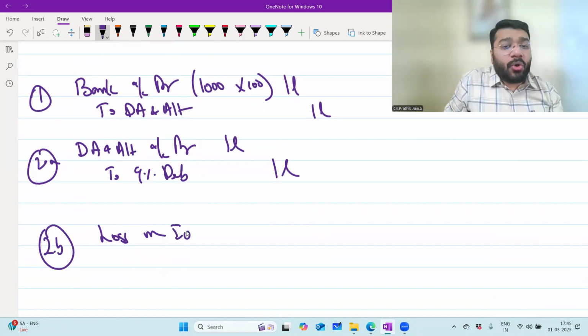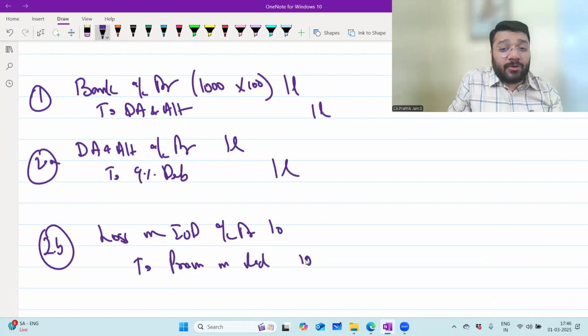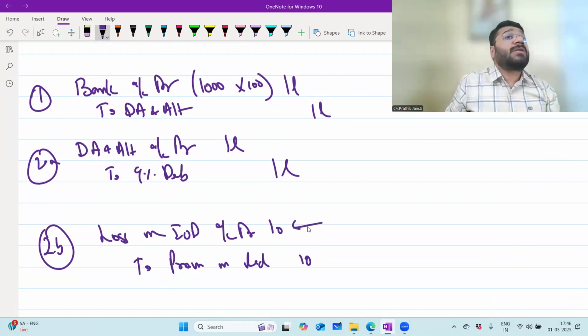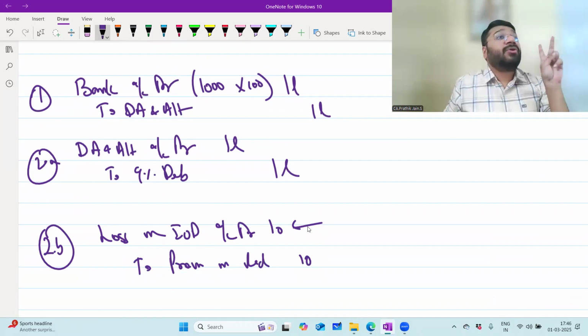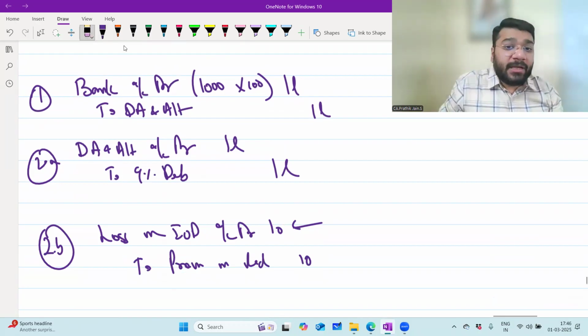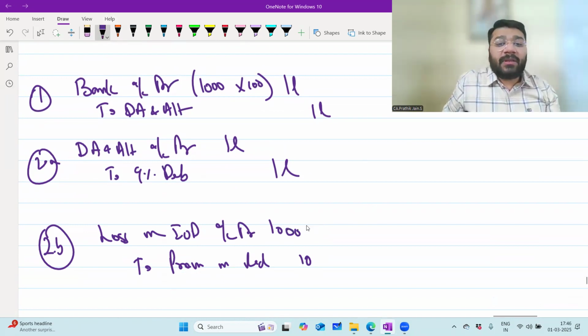Loss on issue of debenture account debit 10. To premium on redemption, how much? 10 rupees. Out of this 10 rupees loss, how much will you book the loss in the current year? 2 rupees. This is 10 into how much? 1000. No? So how much does it become? 1000 into 10 is how much? 10,000. So 10,000 rupees is the loss.